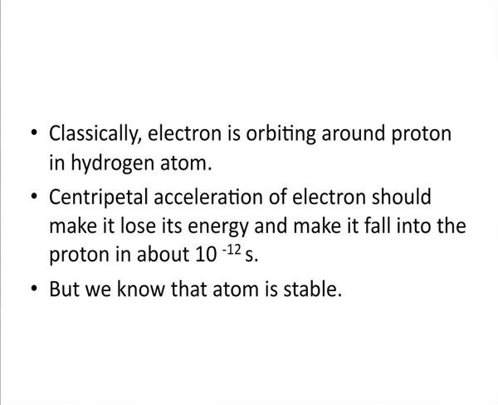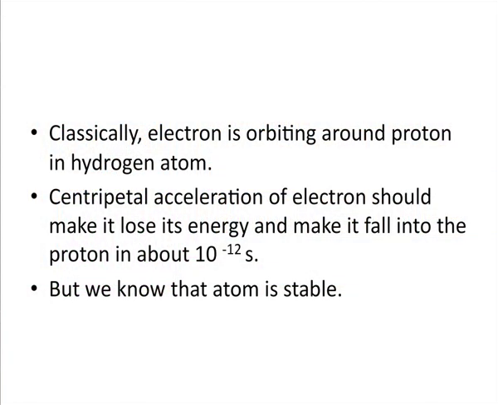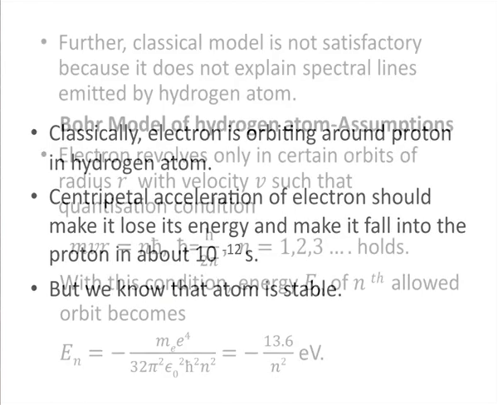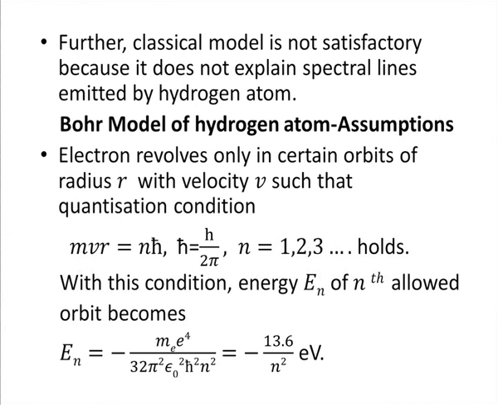Classically, the electron is orbiting around the proton, and then the centripetal acceleration of the electron should make it lose its energy and make it fall into the proton in about 10 to the power minus 12 second. See, 10 to the power minus 12 second, such a small quantity. In so much time, we expect classically that the electron should fall into the nucleus, but then we know that the atom is stable. Further, the classical model is not satisfactory because it does not explain the spectral lines emitted by the hydrogen atom.